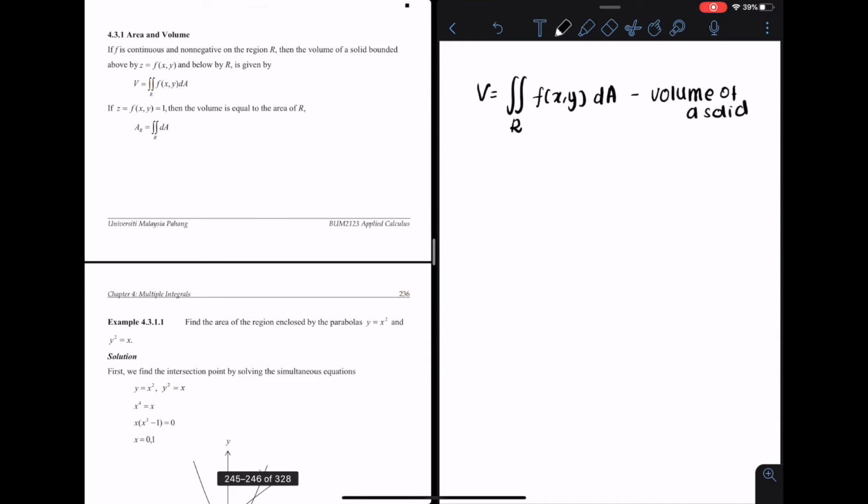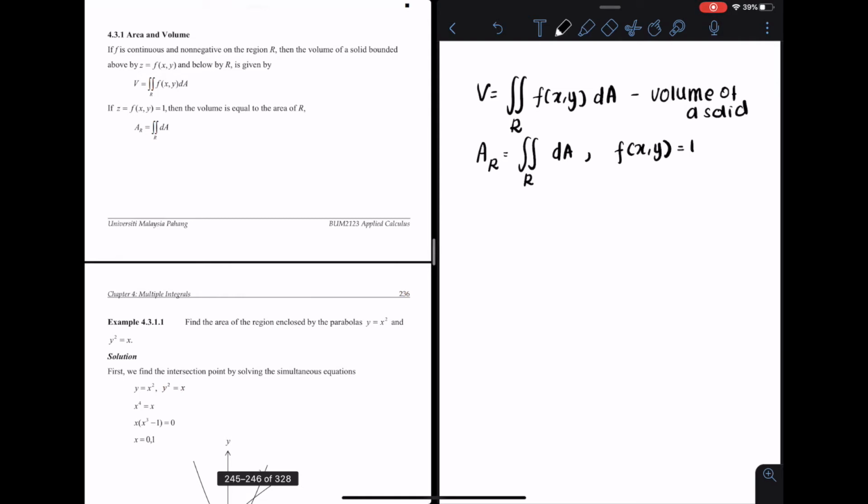This one is for the volume of a solid. Meanwhile, we can also use double integral to determine the area of the region R. Therefore, the area of the region R can be determined by using double integral over region R dA, and at this time, your function f(x,y) you can assume to be 1, because you can relate it with the topic that you have discussed in 4.1. Basically, the function has been embedded into one of the integrals of this double integral.